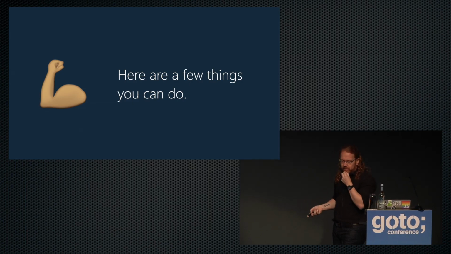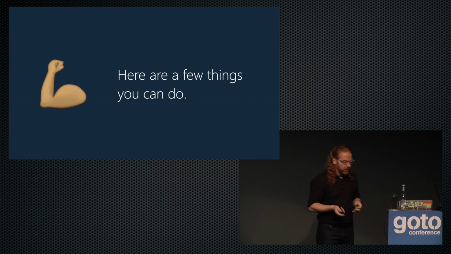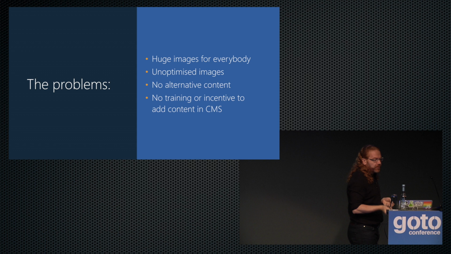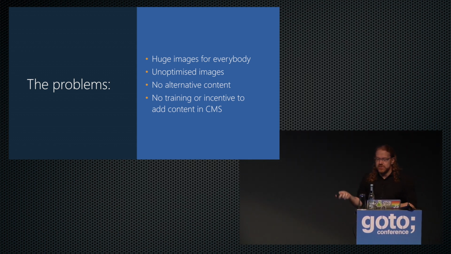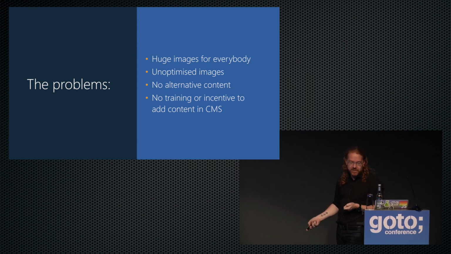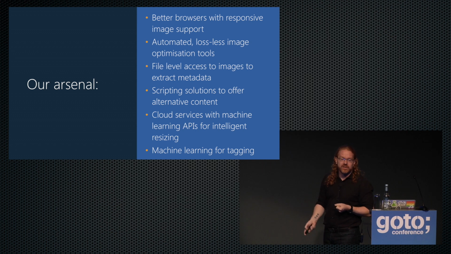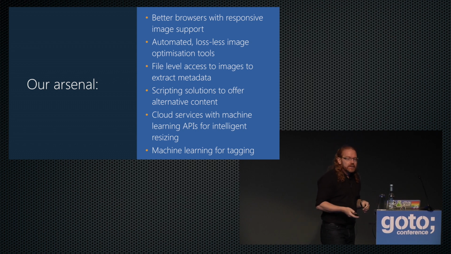But there are a few things we can do. There's a few things we can do instead of relying on these proxy browsers and hoping that Google fixes everything for us. So the problems with images are huge images for everybody, unoptimized images, no alternative content, no training or incentive to add content in content management systems, and here's our arsenal to fix that. I'm doing this a bit faster because you said I have to do Q&A and stuff, but you're all clever, so it's all good. Better browsers with responsive image support are here right now, and we don't have to worry about these older browsers anymore.